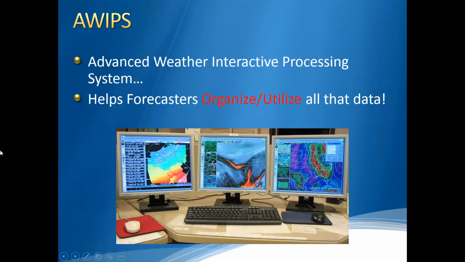You've got different screens with all kinds of different displays of data on them. You've got an upper level chart over here. You've got a coastal ocean chart over here. You've got a water vapor chart here. And with AWIPS, you're able to organize and easily access all of this data. So instead of just being given a table of raw data that would be overwhelming, you can switch back and forth from one data set to another, from one location to another. And this makes forecasting a little bit easier.